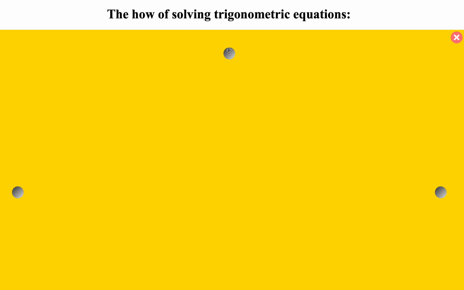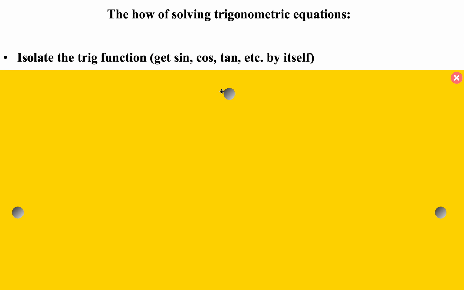Okay, how to solve. First, isolate the trig function. Get the sine, cosine, tangent, whatever, by itself. That may involve adding or subtracting values or dividing, whatever you see fit. It's a lot like solving a linear equation, but you're just getting the sine, cosine, or tangent by itself.